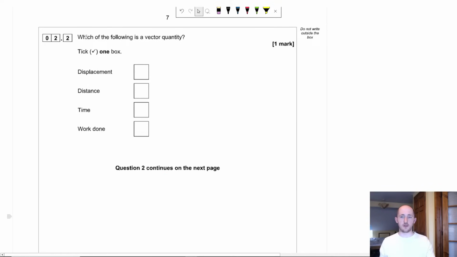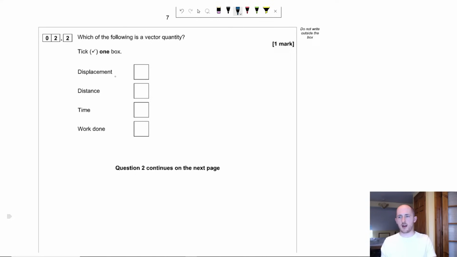Then it says for part 2, which of the following is a vector quantity? So let's go through them one by one. So displacement and distance are effectively scalar and vector forms of each other. Okay? Now displacement is distance in a given direction. Okay? That's the key thing.